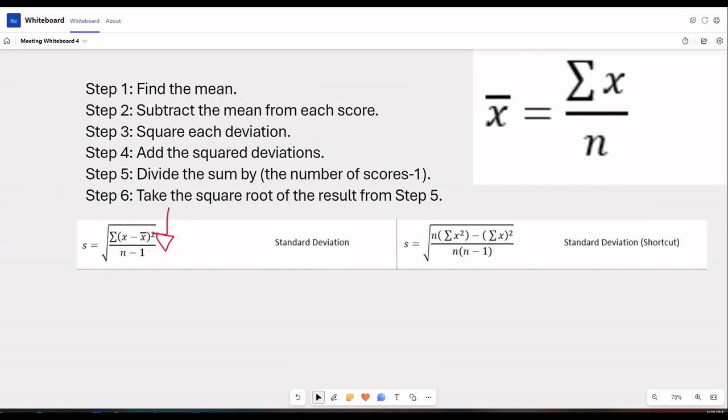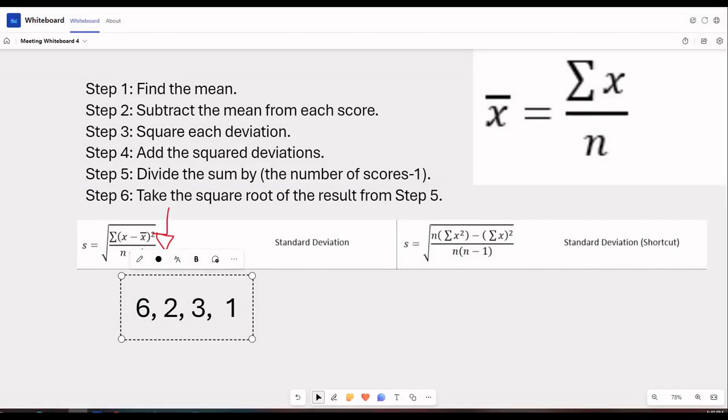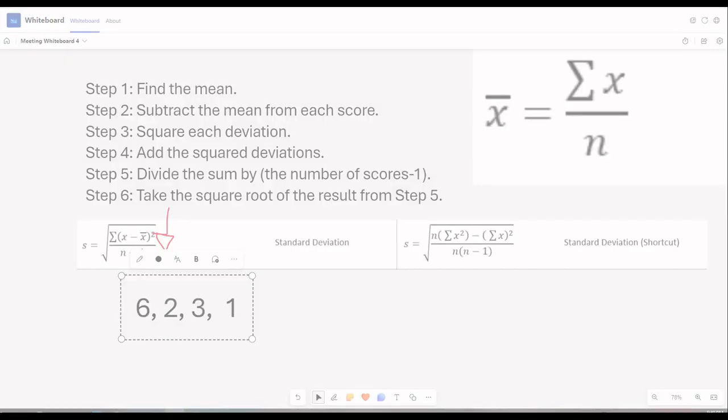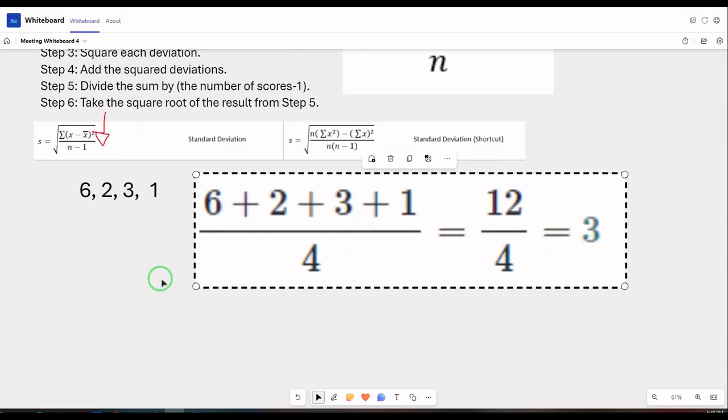So let's start with this data set. You have a very small data set consisting of 4 numbers. The first step is calculating the mean. So first use the formula to calculate the mean. Basically here you just have to add all the numbers together. If I calculate the mean, the mean of this sample is 3.